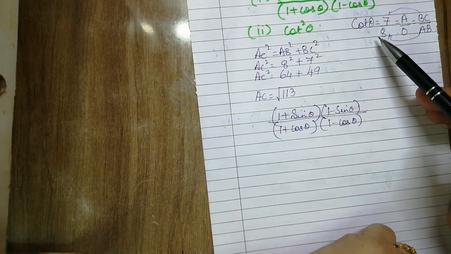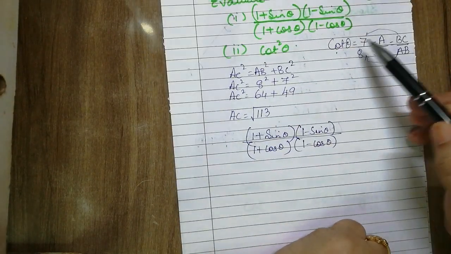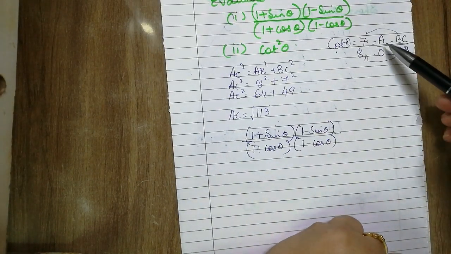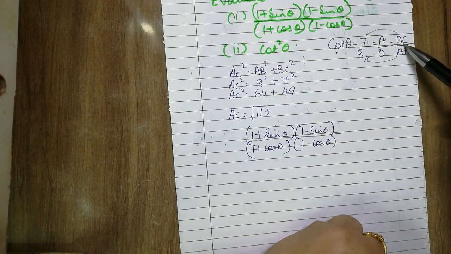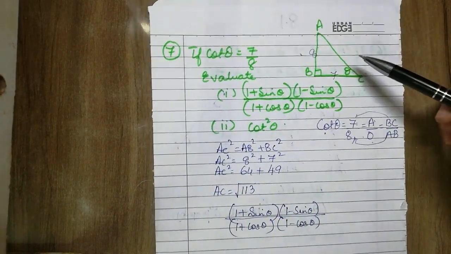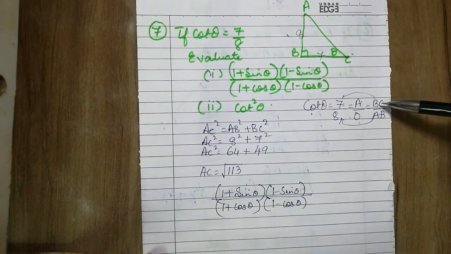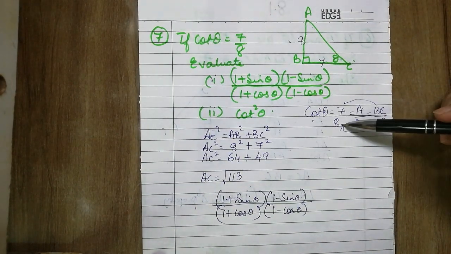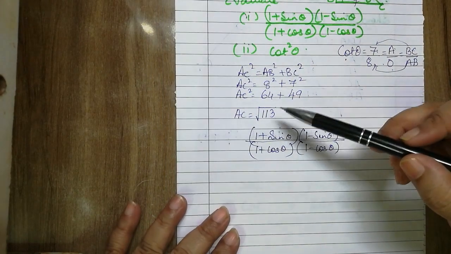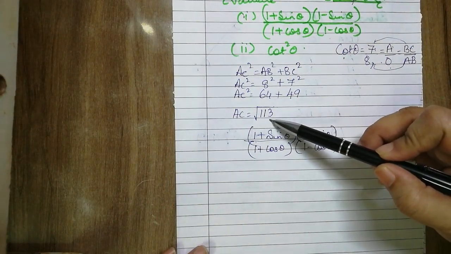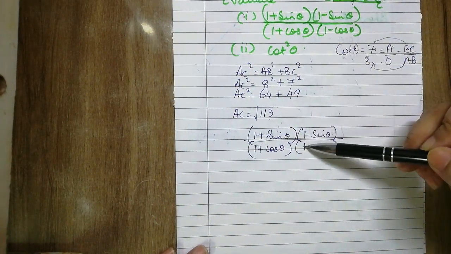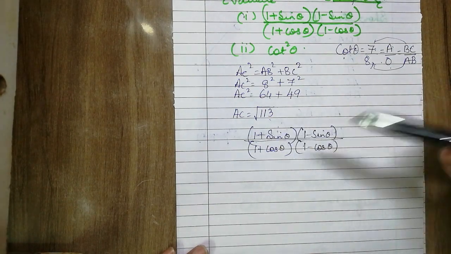So I'll repeat again. Cot theta is given as 7 by 8. Cot is adjacent by opposite. Here in this case, for theta, this is the adjacent side and this is the opposite side. We get BC equal to 7 and AB equal to 8. From there, according to Pythagoras theorem, we got AC equal to square root of 113. Now we have to find the value of this particular expression.